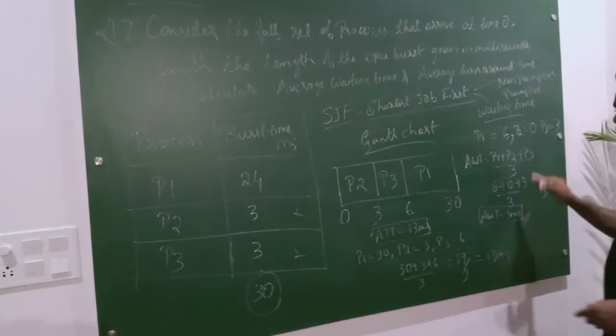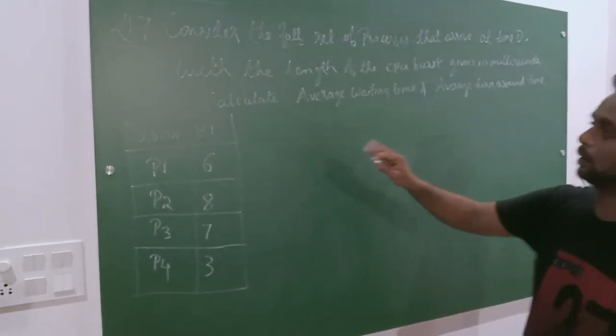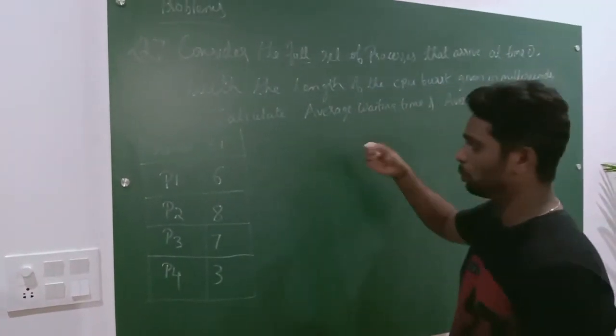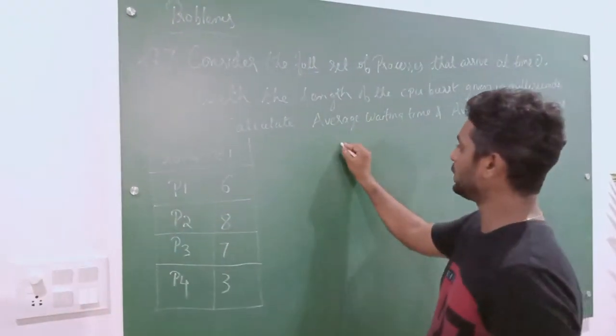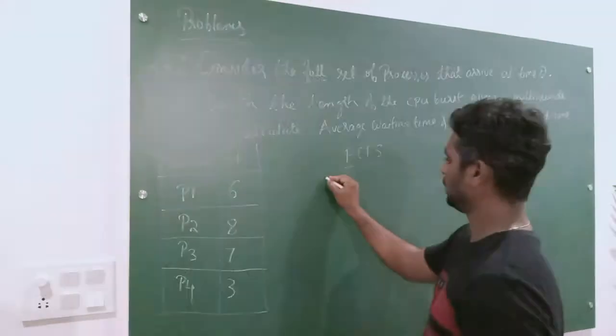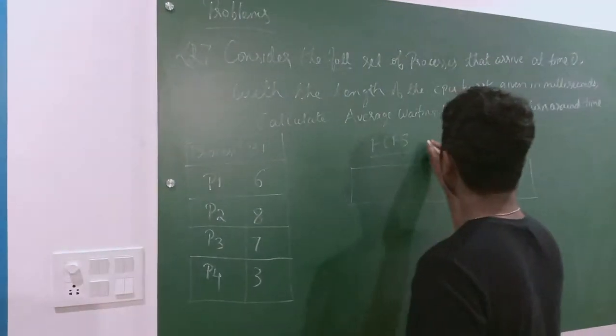Yeah, we'll discuss one more problem. I'll take the second example. Let me solve for both FCFS as well as SJF. First we'll go with FCFS. Simple thing here. Every time you need to write what?